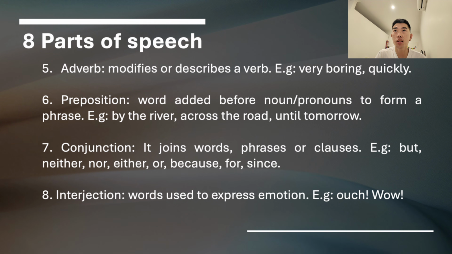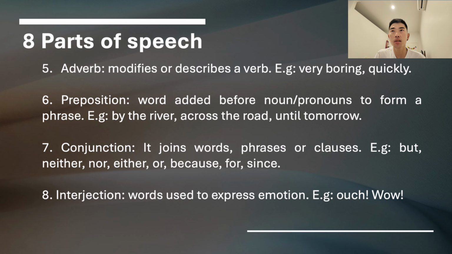Number 6 is preposition. A word added before a noun or pronoun to form a phrase. For example, the noun is river, so when you add by the river, it turns into a phrase. The road is the noun, so when we add across the road, it becomes a phrase, and it also shows the position. And the noun is tomorrow, and when you add until, it gives a little information about the position or the timeline. Prepositions aren't really important in the writing or the reading module, but I'm just explaining it.